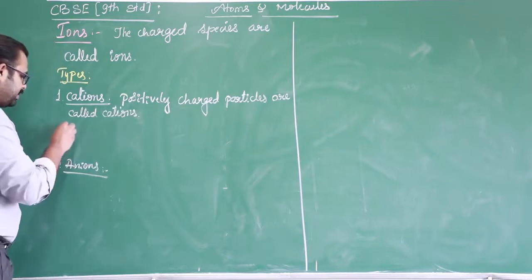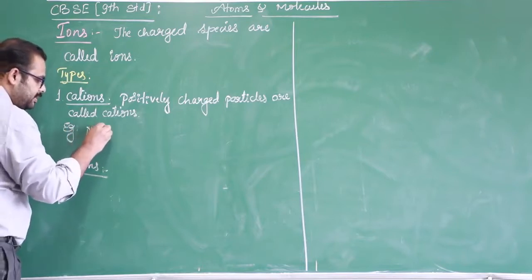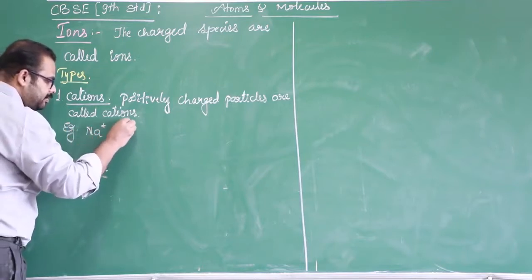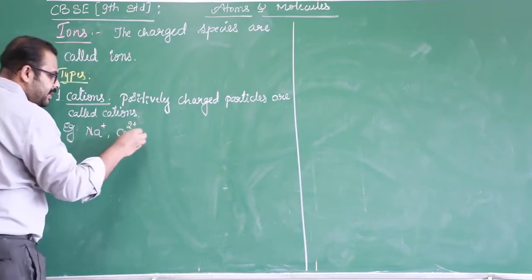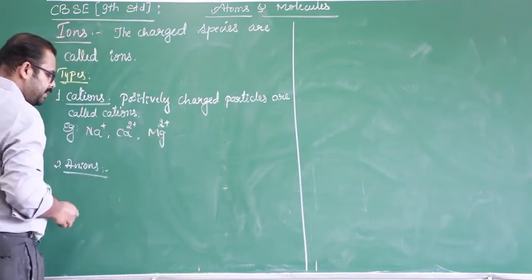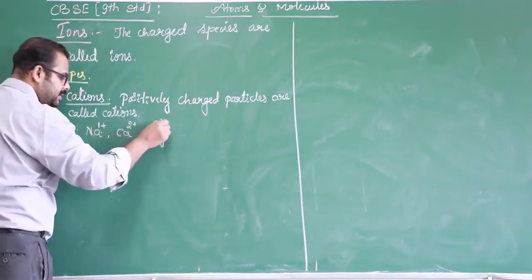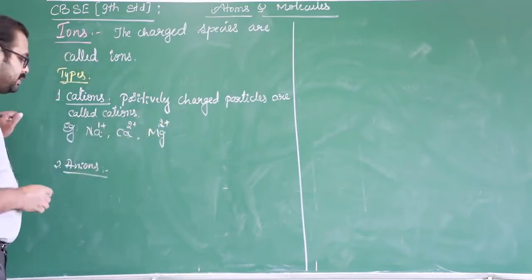For example, Na+, Ca2+, Mg2+. These are the ions, and these are their respective charges.